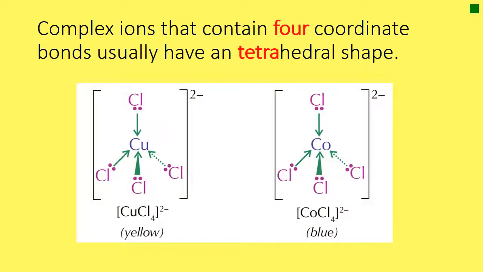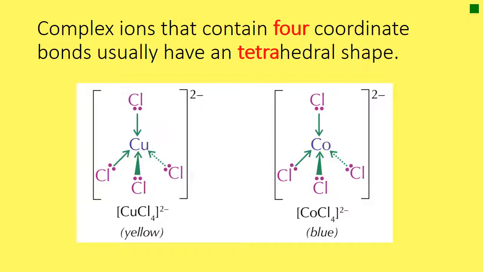And when you have complex ions that contain 4 coordinate bonds, coordination number 4, they usually have a tetrahedral shape. And the tetrahedral shape looks like this. So we've got a couple of examples here. We've got a copper chloride complex, the chlorides each having a 1- charge. And we've also got a cobalt chloride complex.